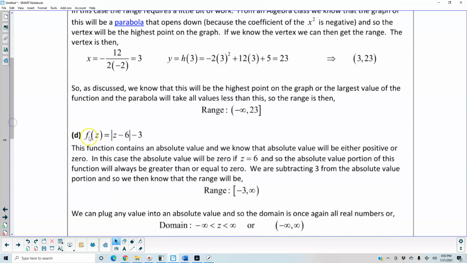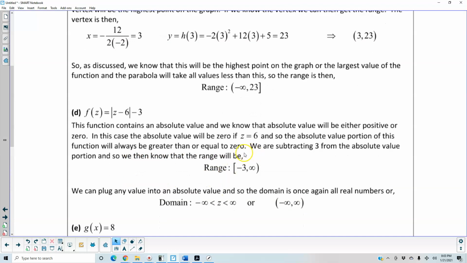Part D. F of z is equal to the absolute value of z minus 6, minus 3. This function contains an absolute value, and we know that absolute value will be either positive or 0. In this case, the absolute value will be 0 if z is equal to 6. And so the absolute value portion of this function will always be greater than or equal to 0. We are subtracting 3 from the absolute value portion, and so then we know that the range will be the following, bracket negative 3 comma infinity.